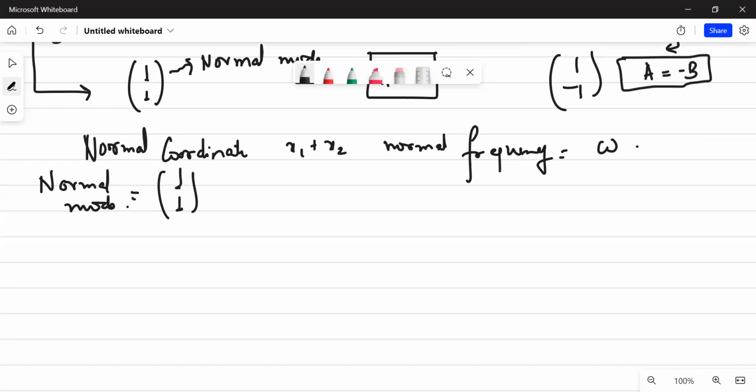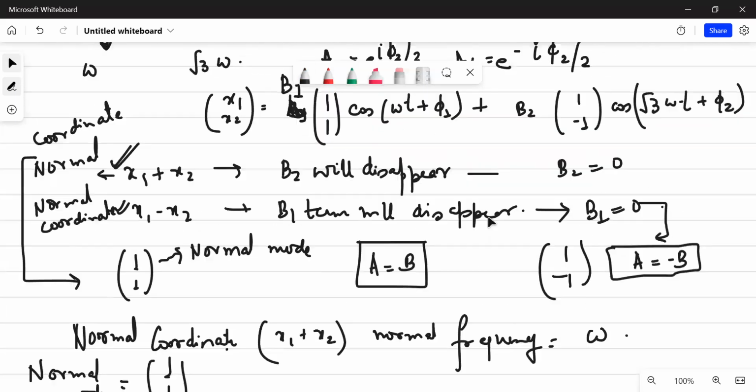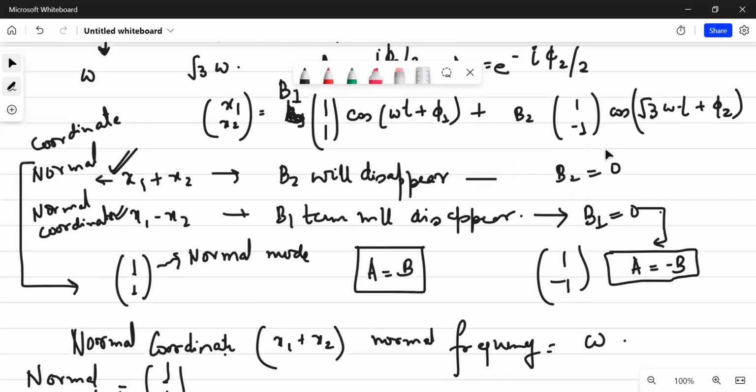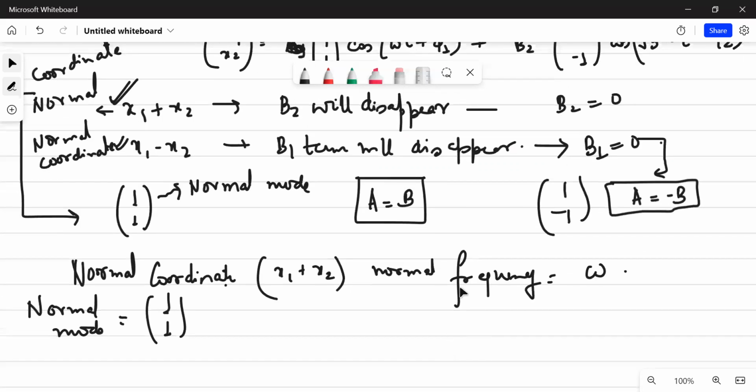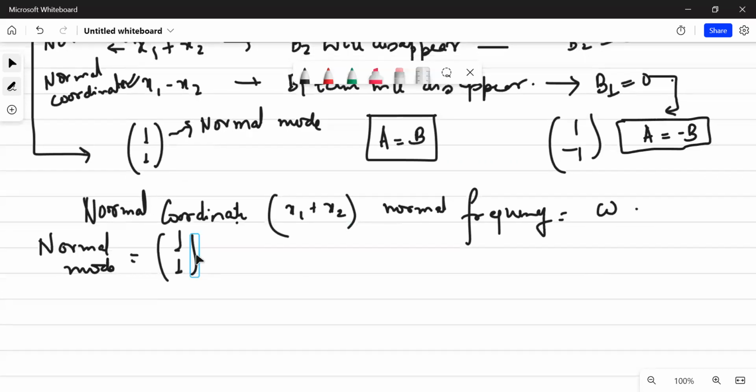Now, how to visualize it? In order to visualize it, if this is 1, 1, in other words the normal coordinate x1 and x2, then this term will disappear. Is that clear? If this term disappears, then you'll have this kind of mode. Is that clear?